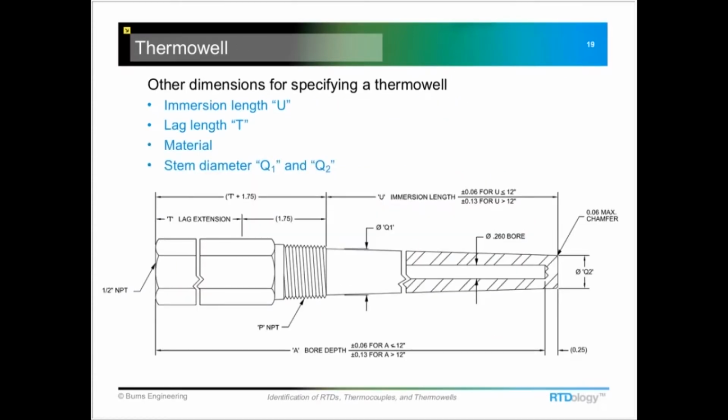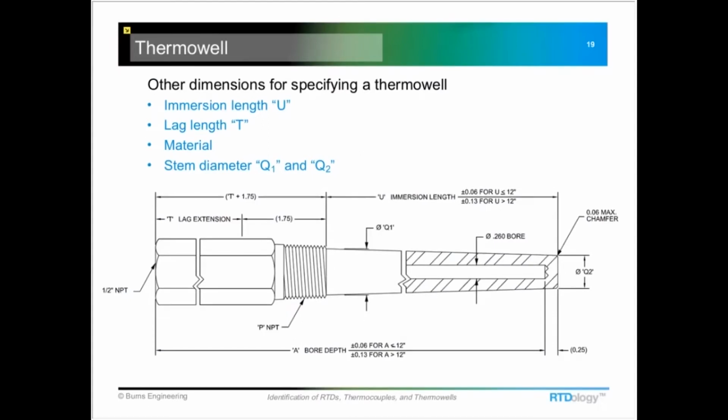I think one of the confusing things, and Bill can go over it a little further here, is that different manufacturers have different ways of measuring the immersion and the lag lengths, and they kind of measure things a little bit differently. So if you can get that bore depth, then there's no confusion. That's kind of a universal number or universal measurement. So with that, you can be sure that you're going to get the right sensor to go into that Thermowell.